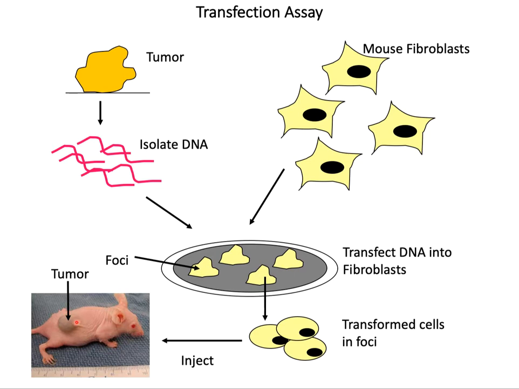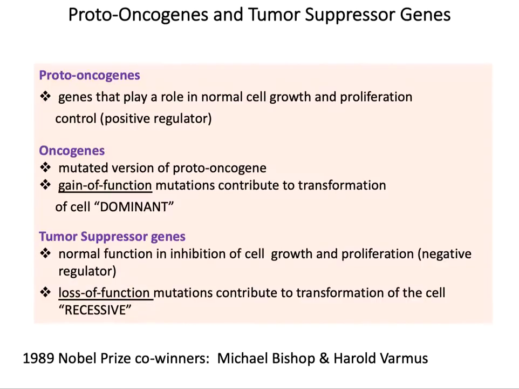SCID stands for severe combined immunodeficient mouse. They don't have any T cells or B cells due to severe mutations. The reason you need a SCID mouse for this experiment is because most of the time your immune system will detect and kill the cancer cells, and the chance of getting a tumor is far less in a normal mouse. So this very basic experiment shows you that it is something in the DNA that confers the neoplastic phenotype to these transformed cells.